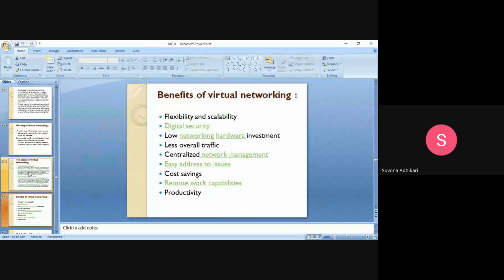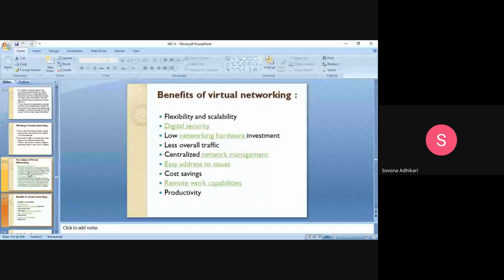There are some benefits of virtual networking. Flexibility and scalability: it is flexible because it is software driven. Digital security: it maintains the security. Low network hardware investment: since it is software driven, the hardware cost is reduced. Less overall traffic, so it is faster.